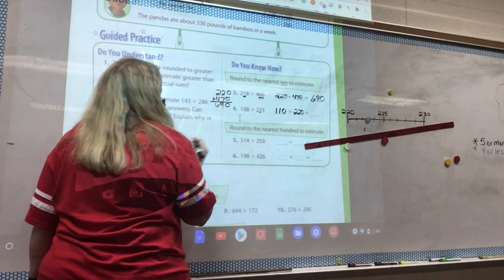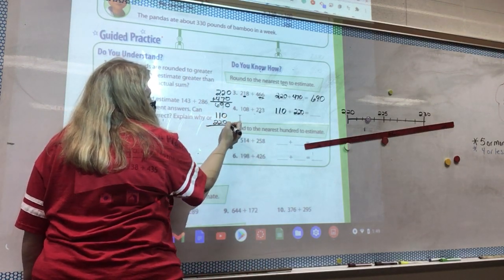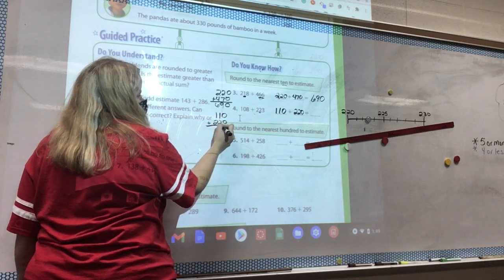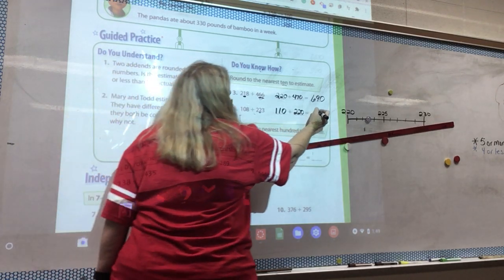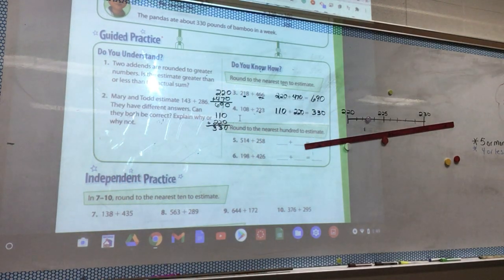220, right? Am I done? No, you have to add them. Right, so we can stack and add. I get 0. 1 plus 2 is 3. 3. 330. Right?